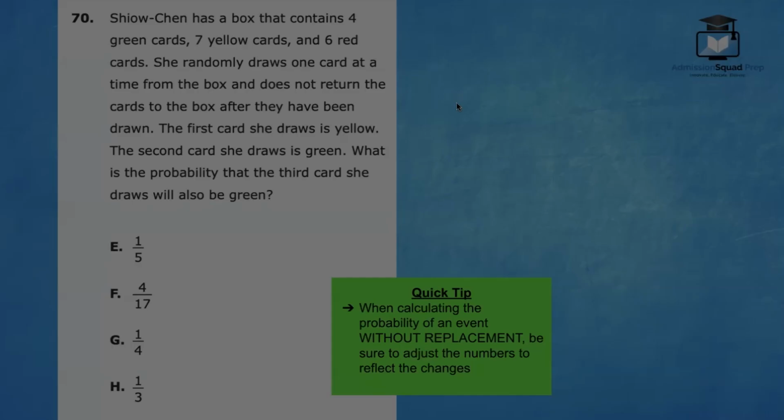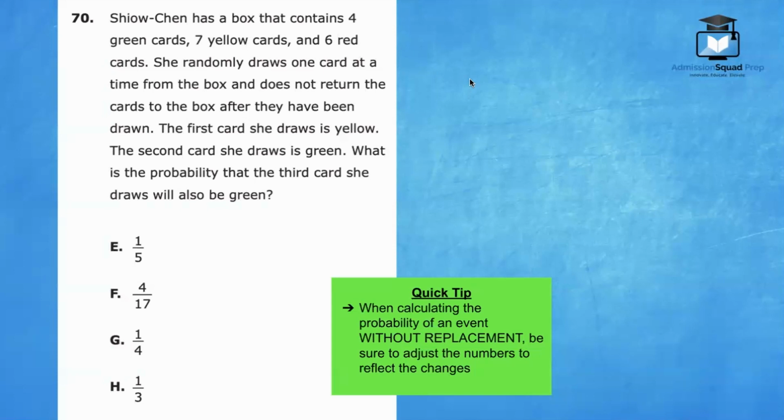Number 70. Xiao Chen has a box that contains 4 green cards, 7 yellow cards, and 6 red cards. She randomly draws one card at a time from the box and does not return the card to the box after they have been drawn. The first card she draws is yellow. The second card she draws is green. What is the probability that the third card she draws will also be green?